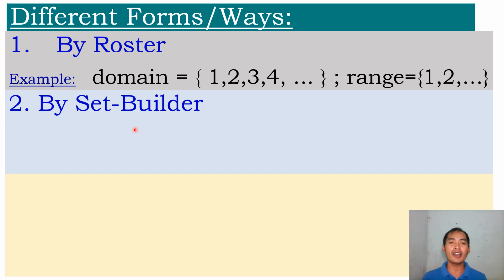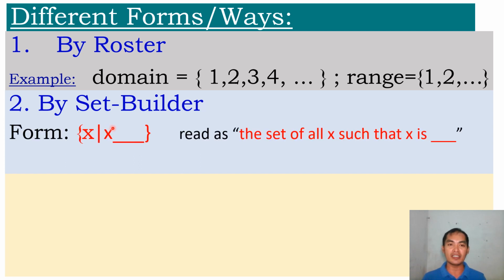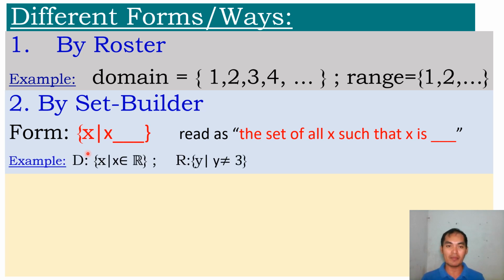Another way of writing the domain and range is by set builder notation or set notation. Example, we use this form, the set of all x such that x is blank. Take note, when you write the domain and range, always use the bracket because that's a representation of a set. Since domain is a set, and also the range is also a set.